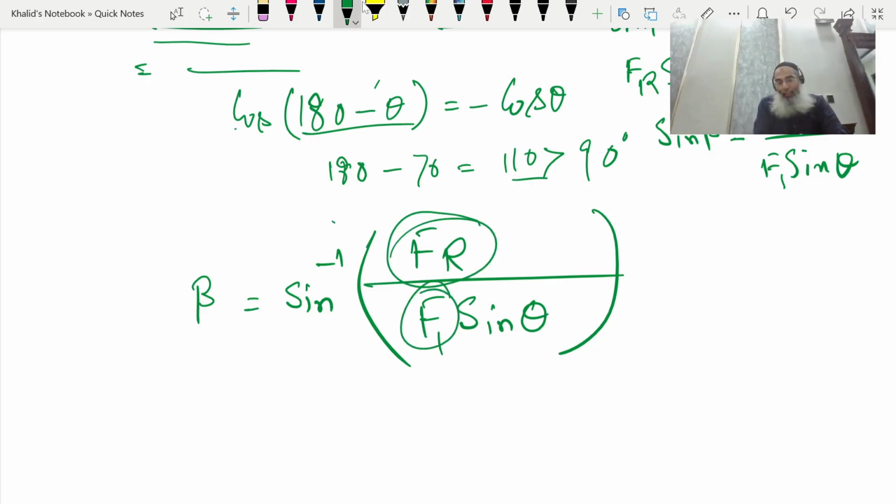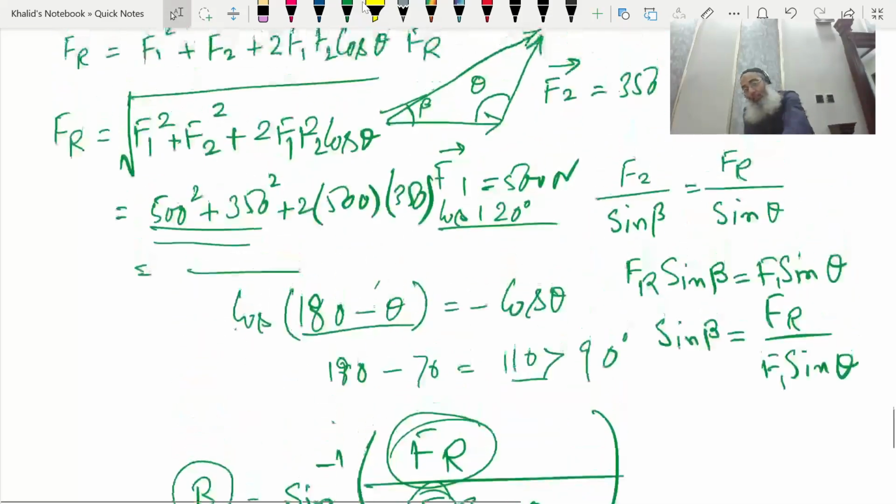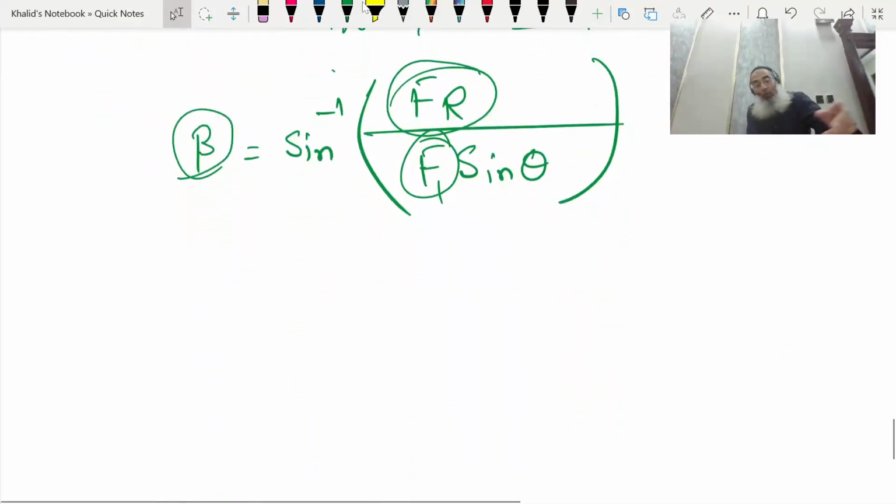and the included angle. You can find this angle beta that the result force makes with F. This is how you can find the resultant force and the direction of the resultant force.